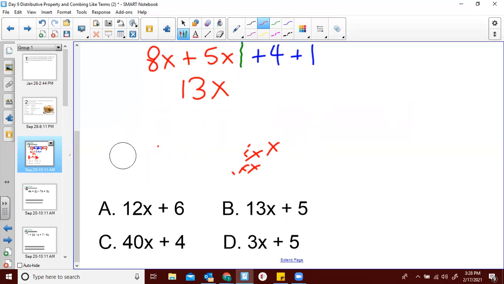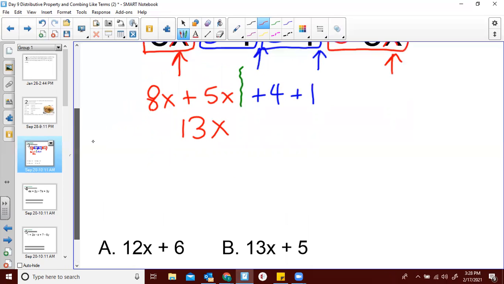Think about it too if we're subtracting. Like if you have 4 apples and then somebody eats 2 apples, you don't have 2, you have 2 apples. So this is the same thing. I have 8 x's, somebody gives me 5 x's. I don't have just 13. I have 13 x's. All right, and then on the constant part, basic arithmetic, you're just adding, so it's going to be 13x plus 5.